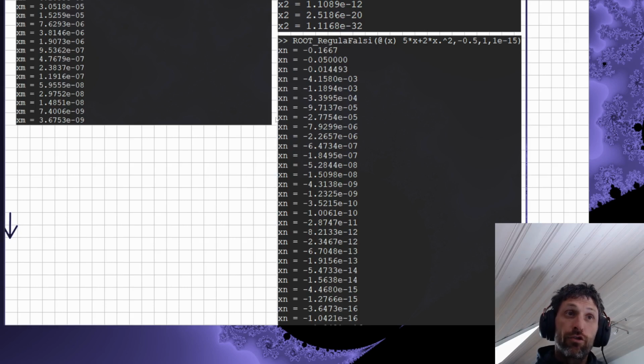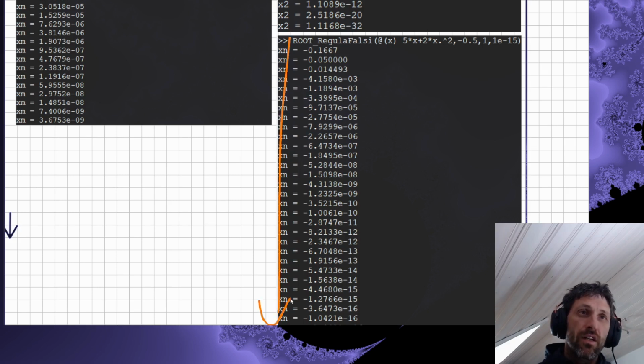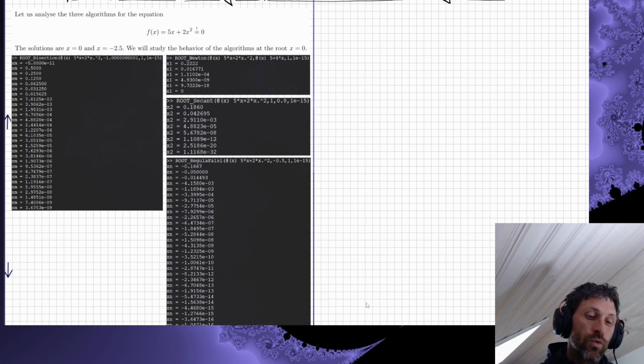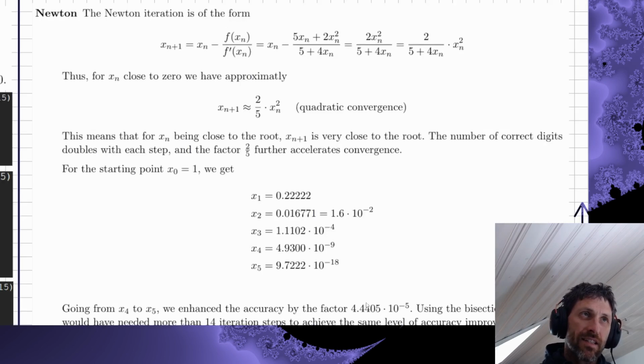Regula falsi turns out to be only linear convergence, the same as bisection was. Unfortunately, the combination of bisection and the secant method is not as good as one would expect. It's only linear convergence. Okay, and now let's do the analysis.